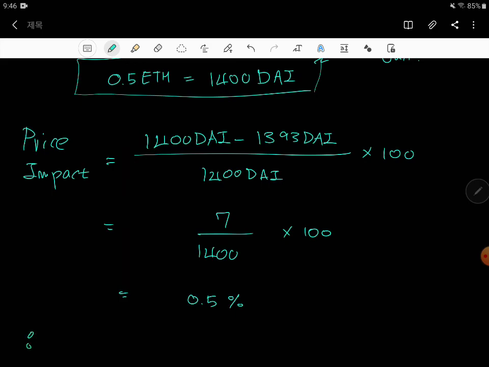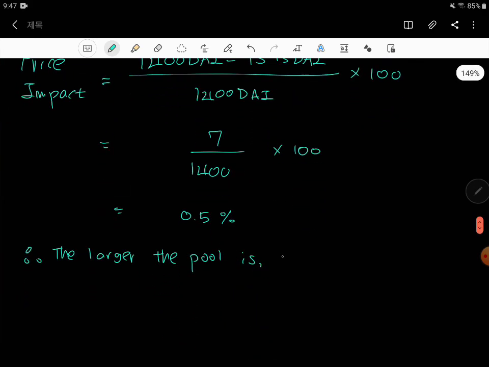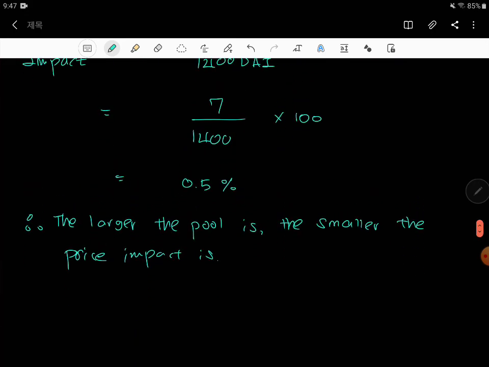So here I would like to conclude that the larger the pool is, the smaller the price impact is. Yeah, this is basically it.